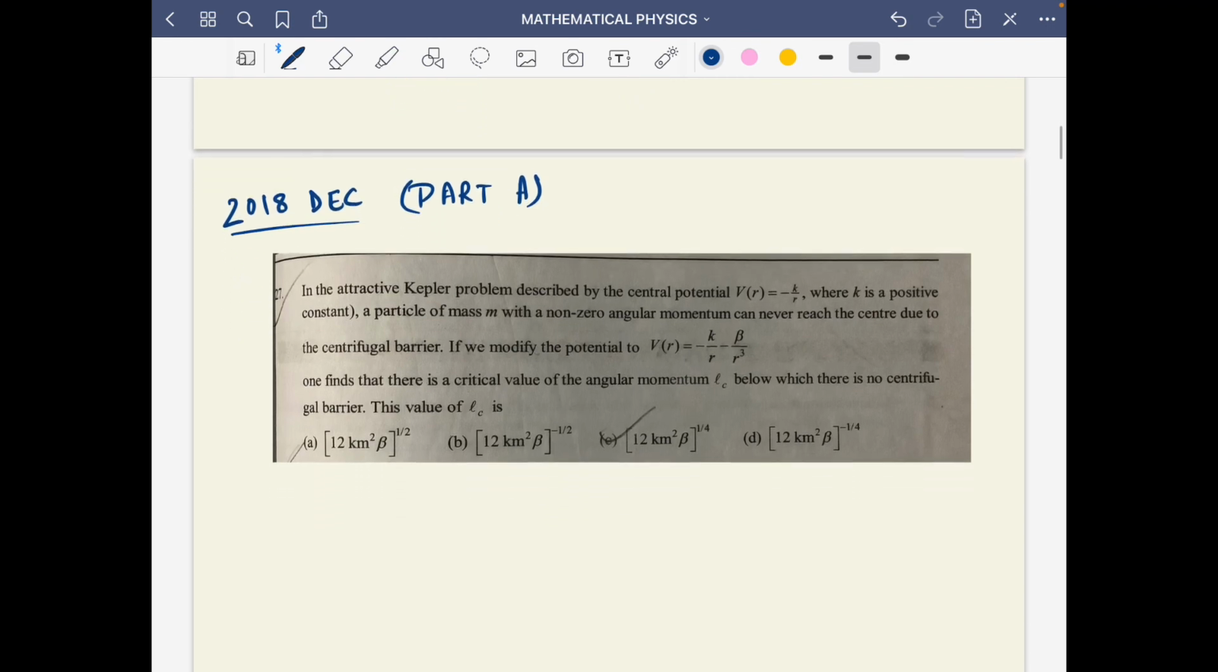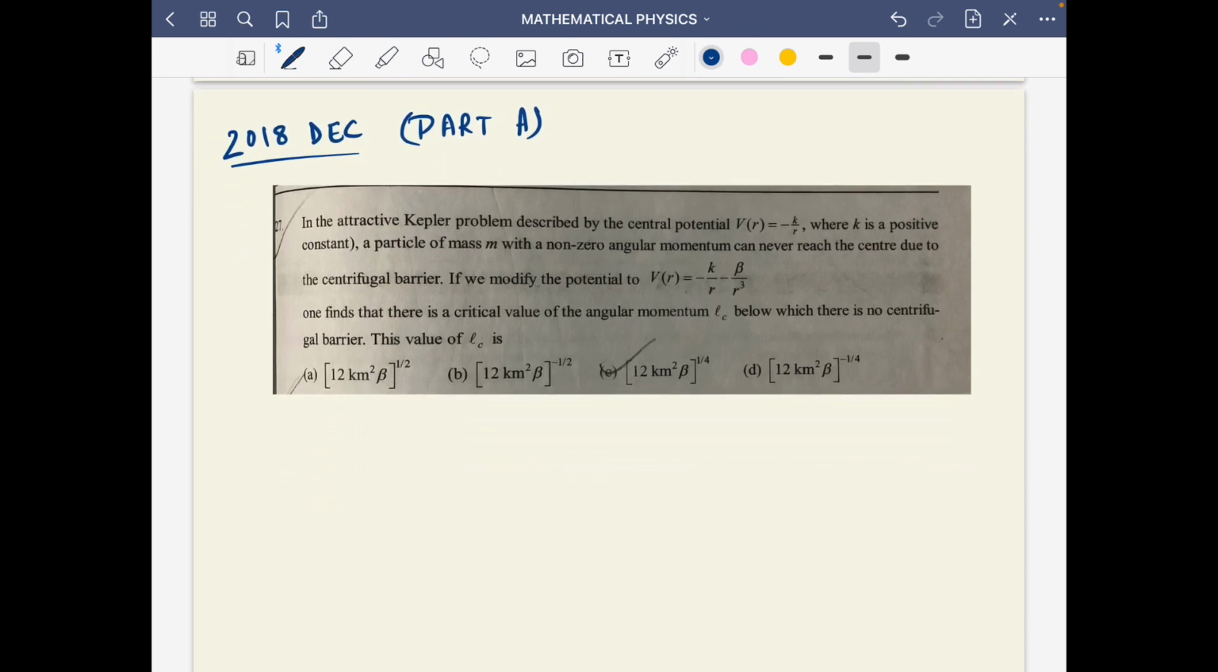Now another question from dimensional analysis, that is from 2018 December part A. It carries obviously 1 or 2 marks, probably it must be 2 marks.